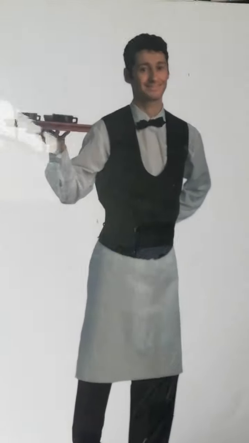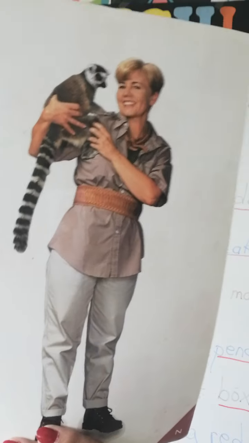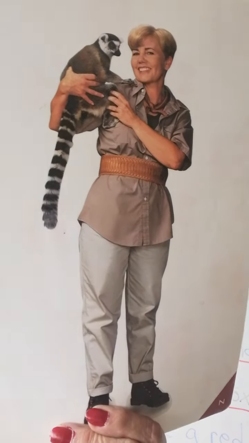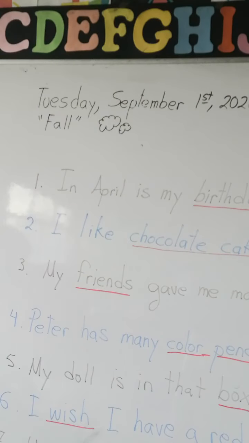Very good. Okay, this one, he is a waiter. Very, very good. And the last one, okay, what's this? Who's this? Okay, she is a zookeeper. Excellent, kids. Well, you remember all these jobs. Now, we are going to work with our book, kids.